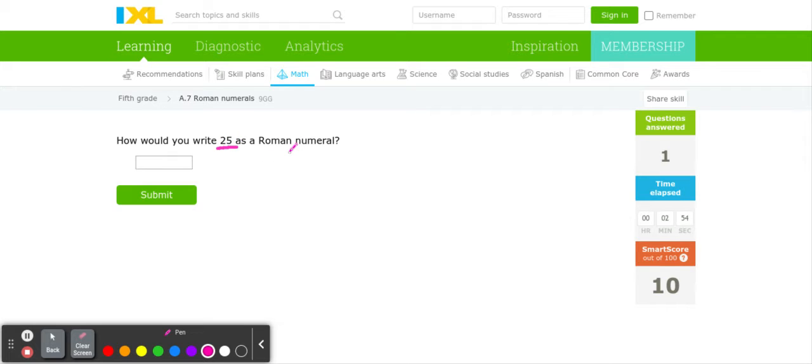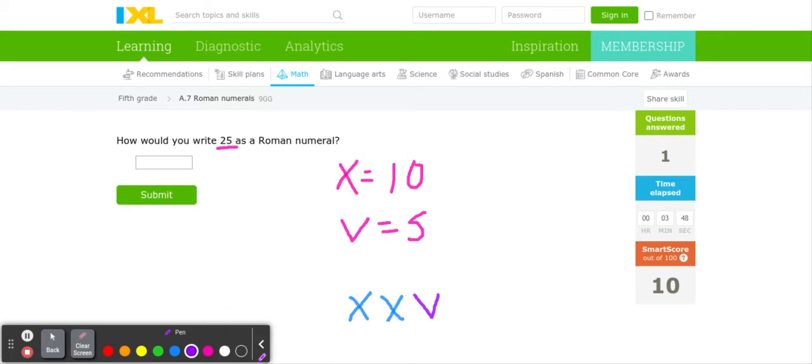That's the question here. Well, we know that X equals 10, and we know that V equals 5. So maybe we can use the symbols that we already have to get to 25. Why not add them up? So let's try it. We know that 2 X's equals 20 because 1 X equals 10 and there are 2 of them. And then why not add the 5 from the V?